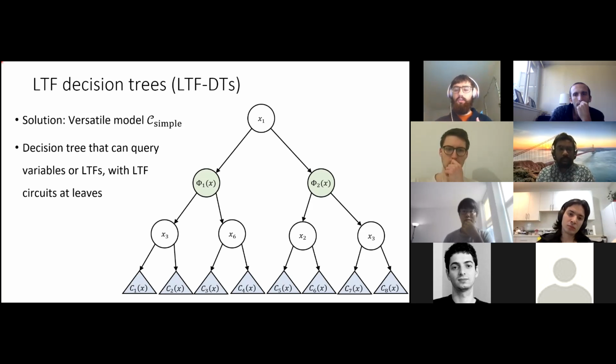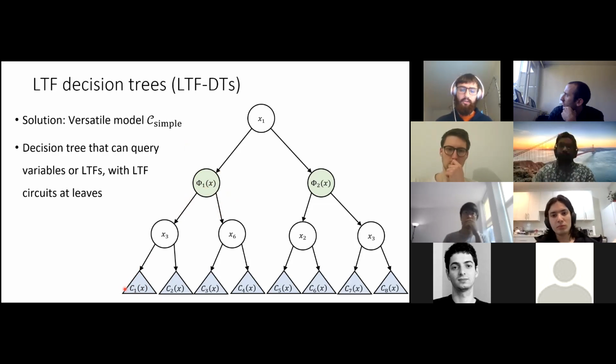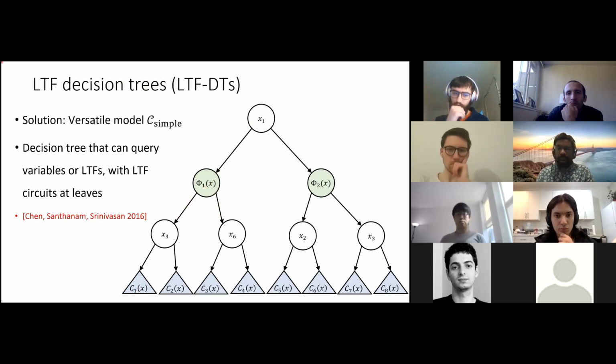So it's a decision tree where it can query variables like a normal decision tree, but also a node can query an arbitrary LTF. So it can apply some LTF to the input and branch based on the value of that LTF. And then at the leaves of this decision tree, we actually have entire LTF circuits. So these are what ultimately give the output of the decision tree. The final step of this decision tree computation is to run some LTF circuit on the input. A similar kind of model was studied by Chen, Santhanam, and Srinivasan.